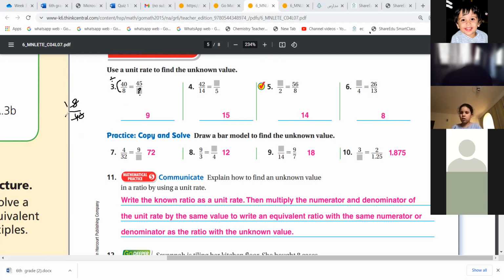8 times 1, 8 times 5. I wrote 1 over 5. And this you are going to multiply with this, 45. Whatever answer you got after division, you will multiply. So it is 45 divided by 5. That is 9. 45 over 5 equals 9.